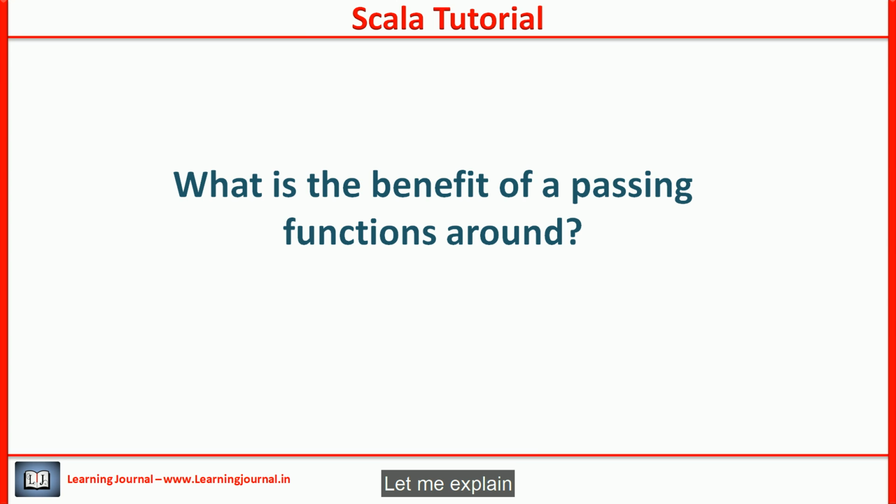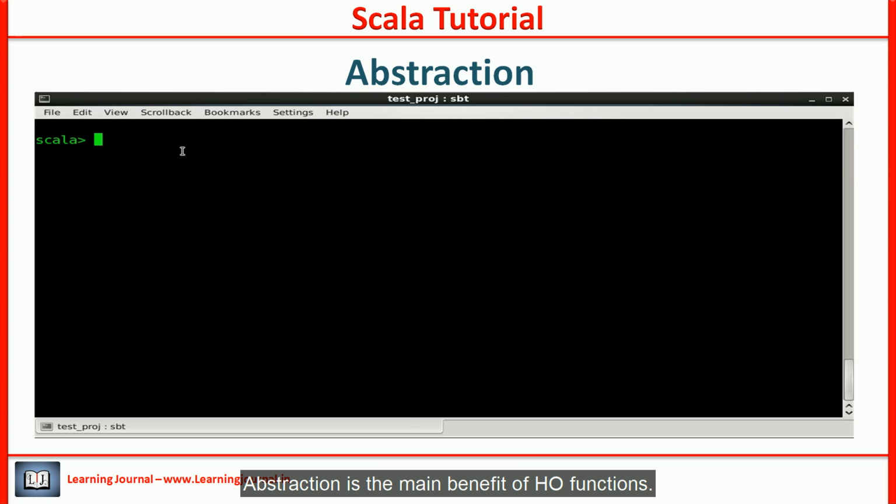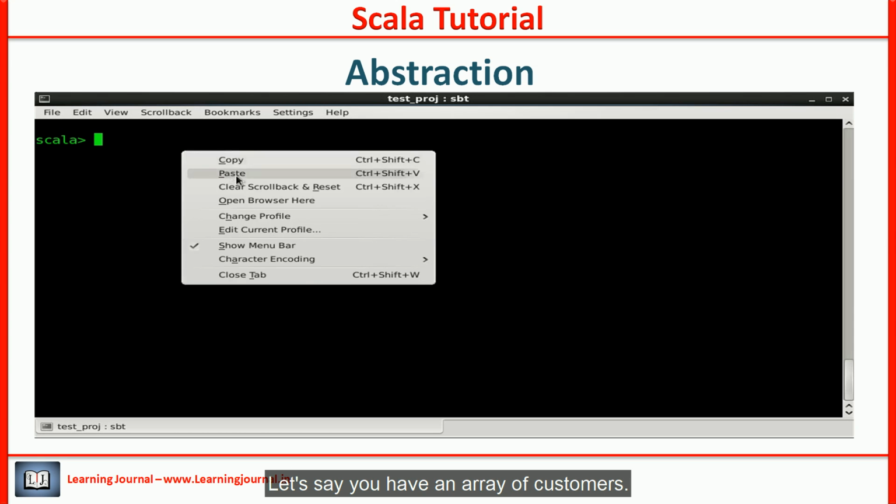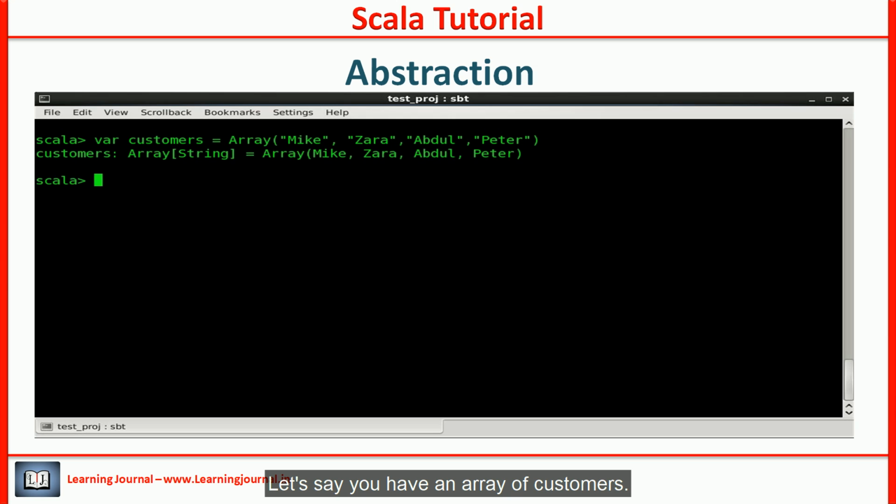Let me explain. Abstraction is the main benefit of higher order functions. Abstraction makes the application easily extendable. When developing with a higher level of abstraction, you communicate the behavior and less the implementation. Let me show you a simple example. Let's say you have an array of customers. Now you want to send a greeting message to all of these clients.